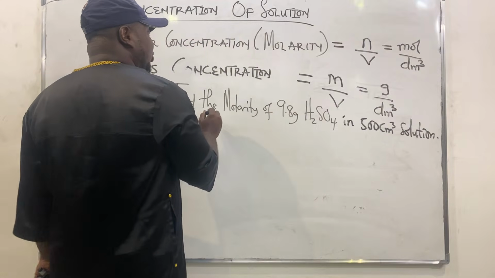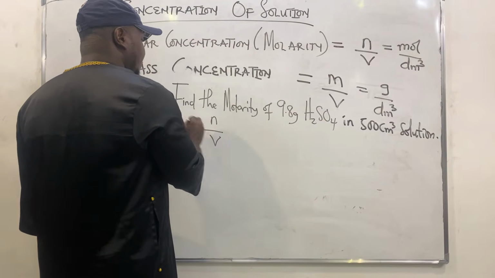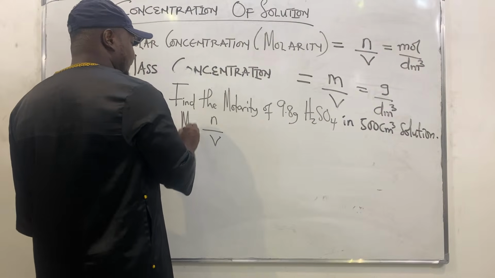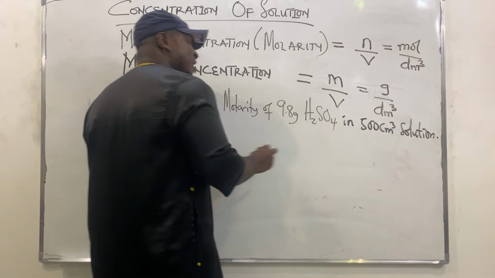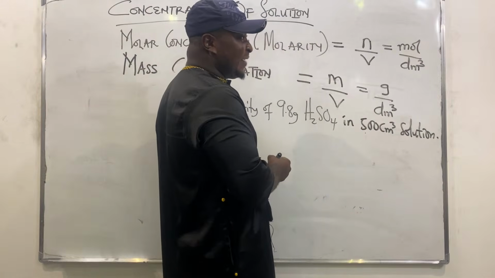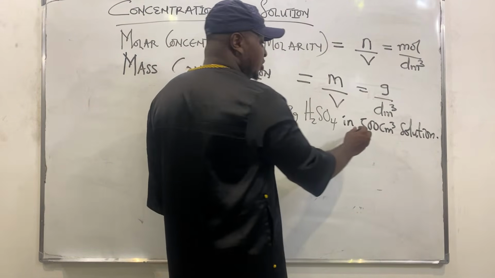Class, molarity, as you know, is number of moles all over volume. But we don't have number of moles, we have mass, and we don't even have volume in dm cube. Never use your volume in cm cube, convert to dm cube. Always convert to dm cube, divide by 1000.